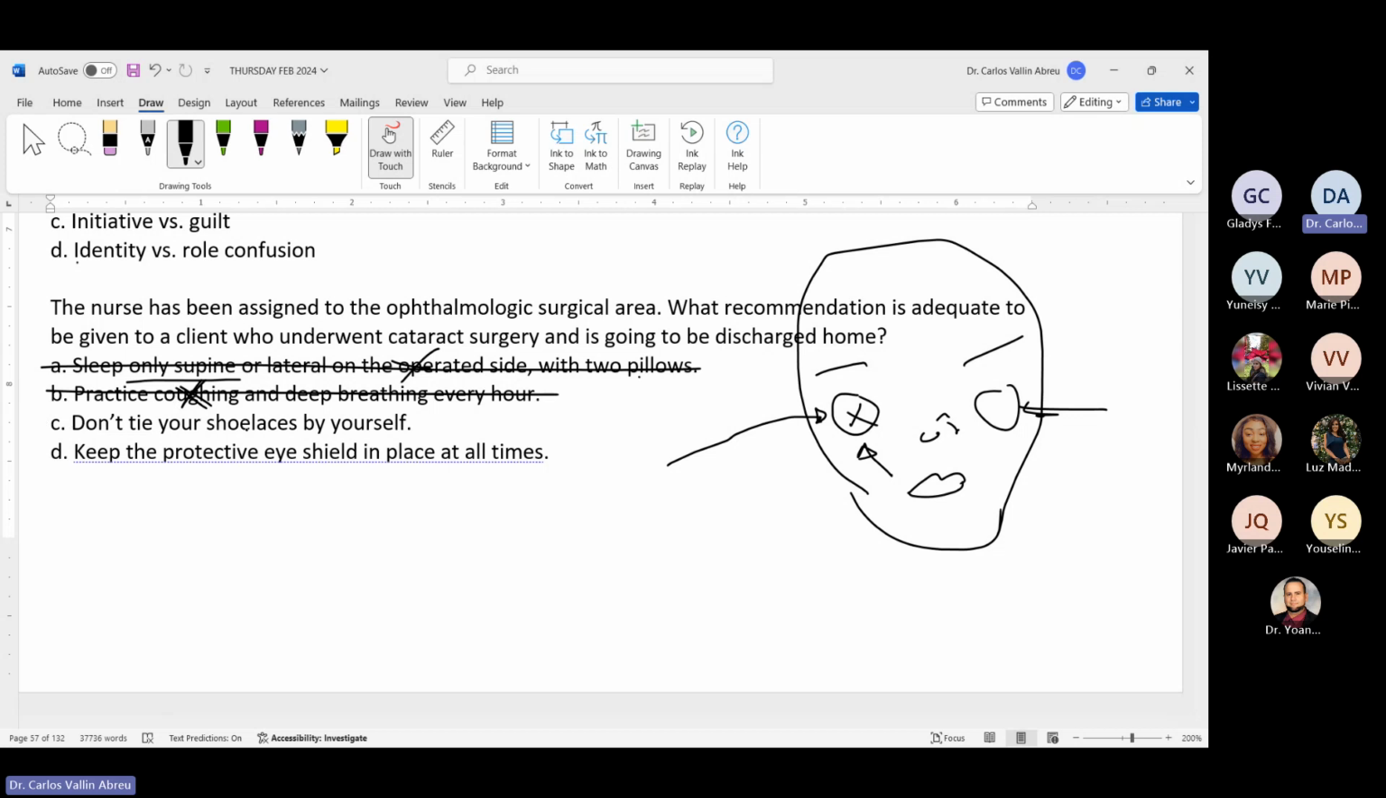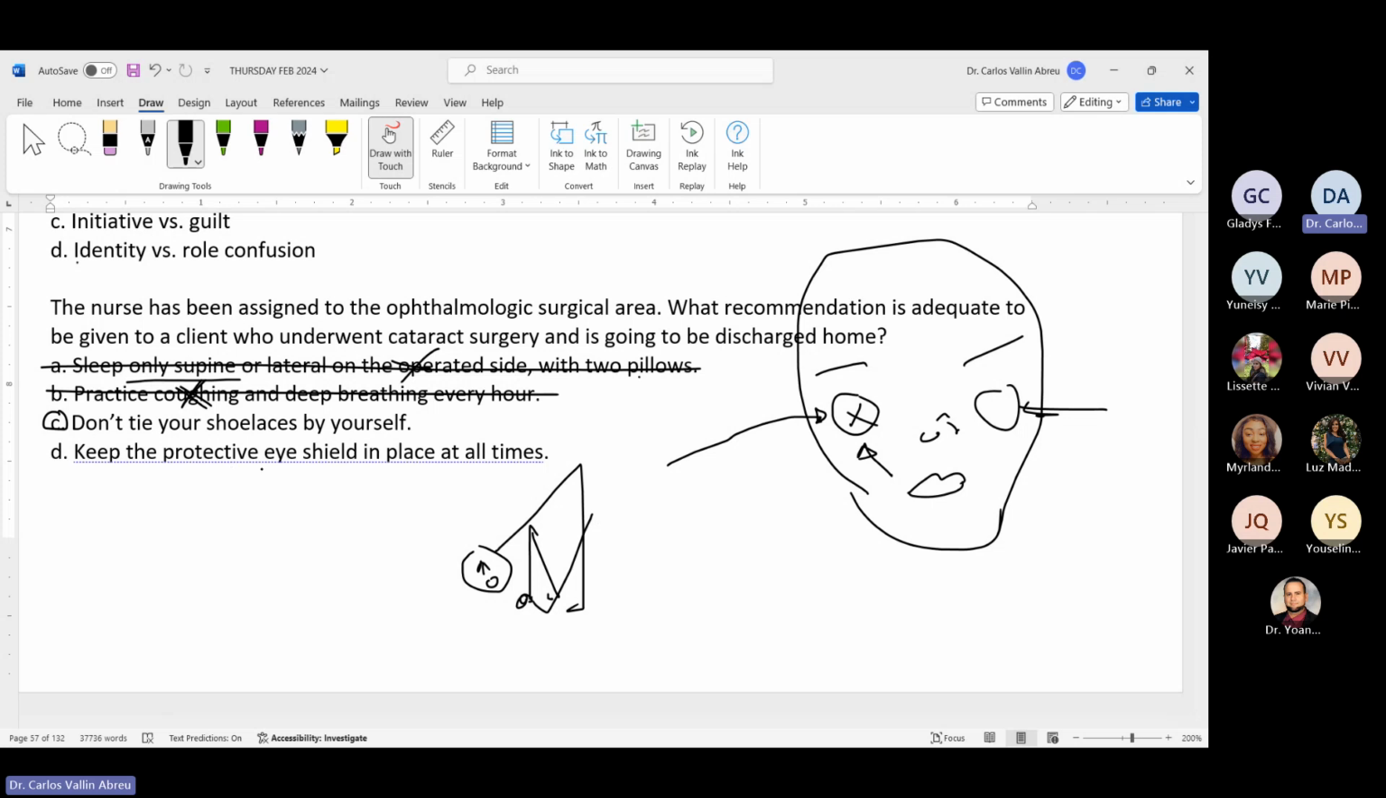Don't tie your shoelaces by yourself. This is a correct advice. Don't tie your shoelaces by yourself because it implies bending over, and it is going to increase the intraocular pressure. It's no good. So it is a good advice.